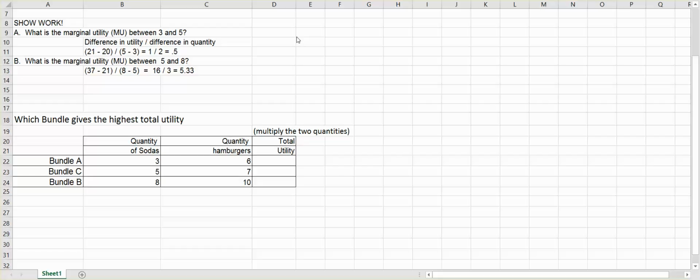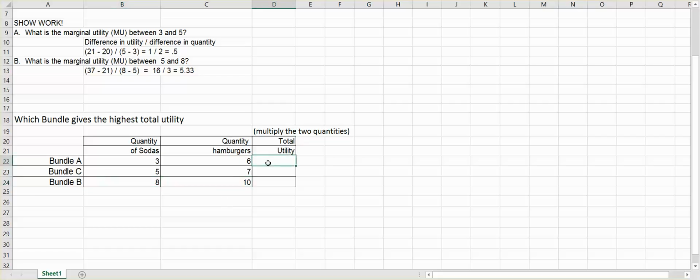Now in the last example, total utility was given. In the second example, we are going to calculate the total utility of 2 different products, but we're going to have 3 different bundle options. Keep in mind that total utility is defined as the total satisfaction derived from consuming a bundle of goods and services. So let's say in bundle A, we're going to have 3 sodas and 6 hamburgers. Or bundle C, we'll have 5 sodas and 7 hamburgers. Or bundle B, we'll have 8 sodas and 10 hamburgers.